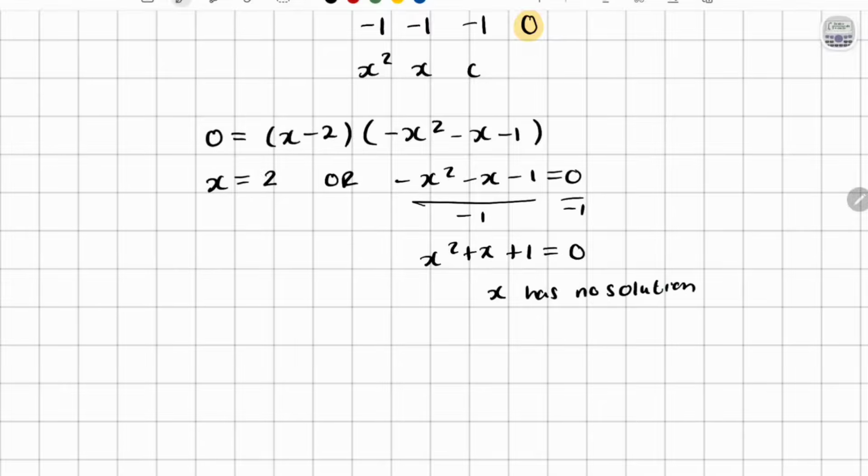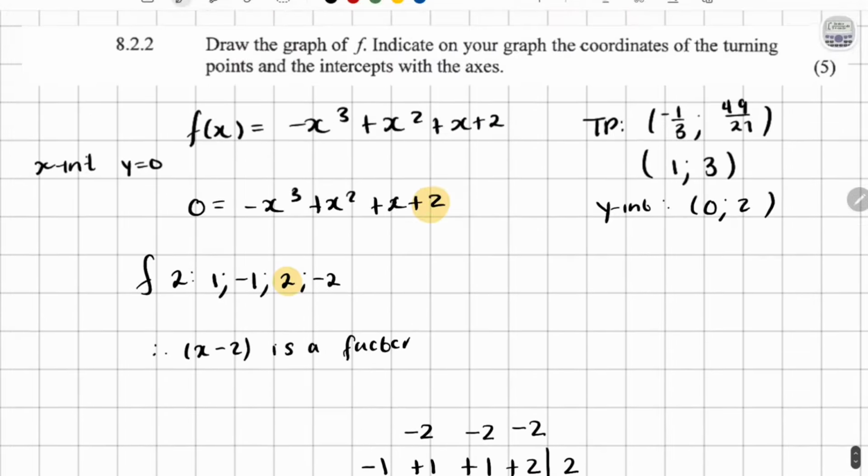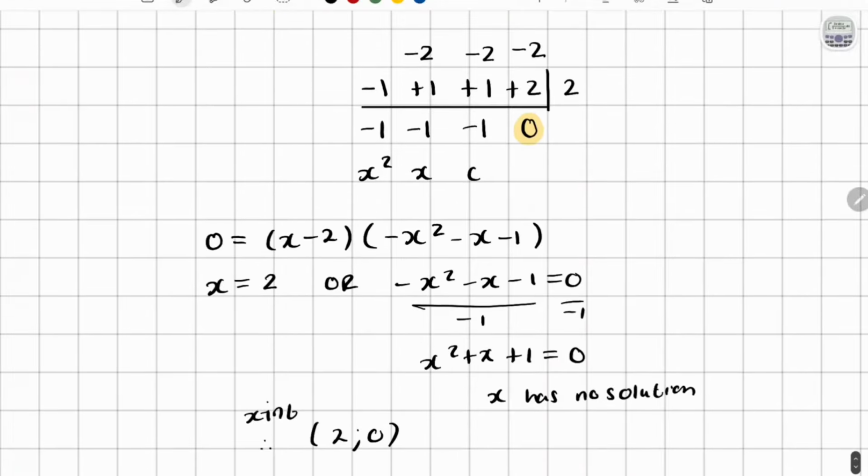So it means that it only has one x-intercept, which is 2. So the x-intercept that we have is (2, 0). That's the only x-intercept that we have. Okay, let's try and plot this graph now. So you're just going to plot all the points that you do have, and let's see how it works out.